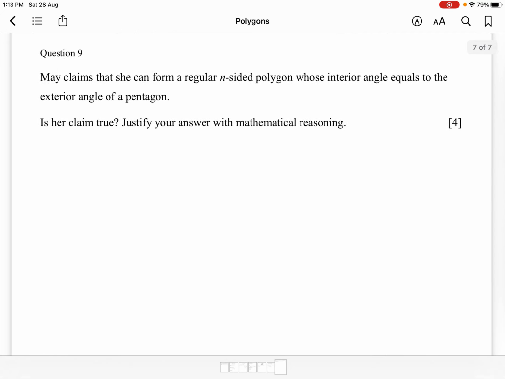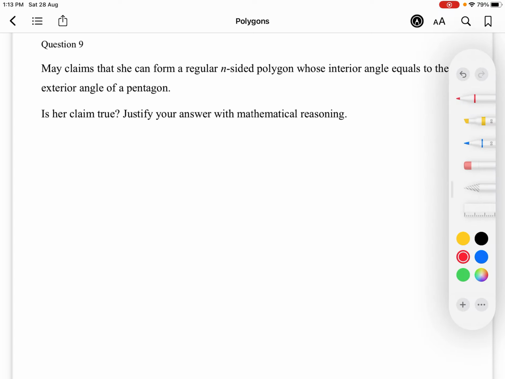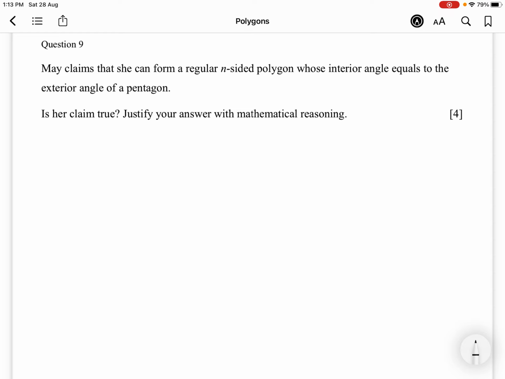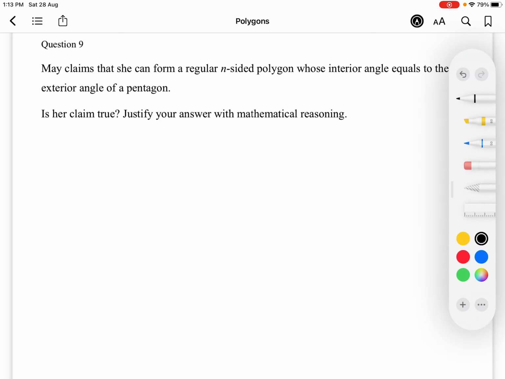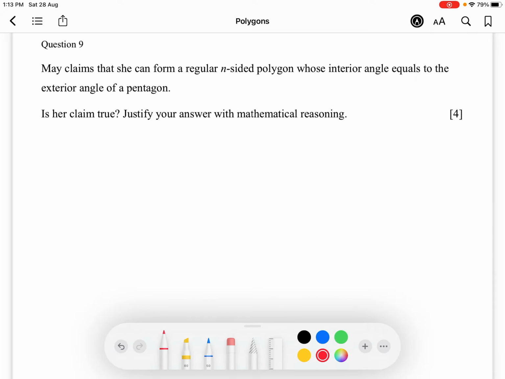Okay, with this, let's proceed to our last question. Something similar, but in this case, there is no diagram at all. You need to read the question very carefully and form the equation or information to help you solve your problem. Let's take a look. May claims that she can form a regular n-sided polygon. So we have two objectives: what is n, and really, is it regular?